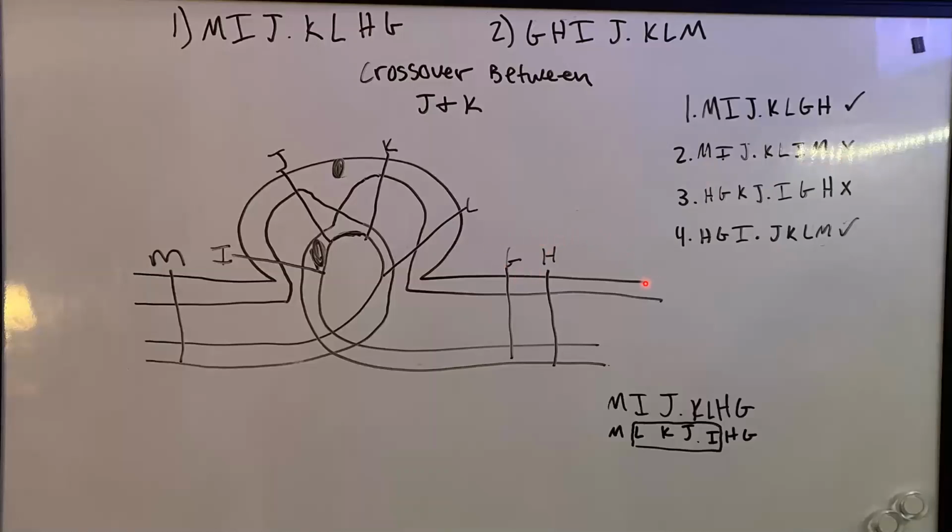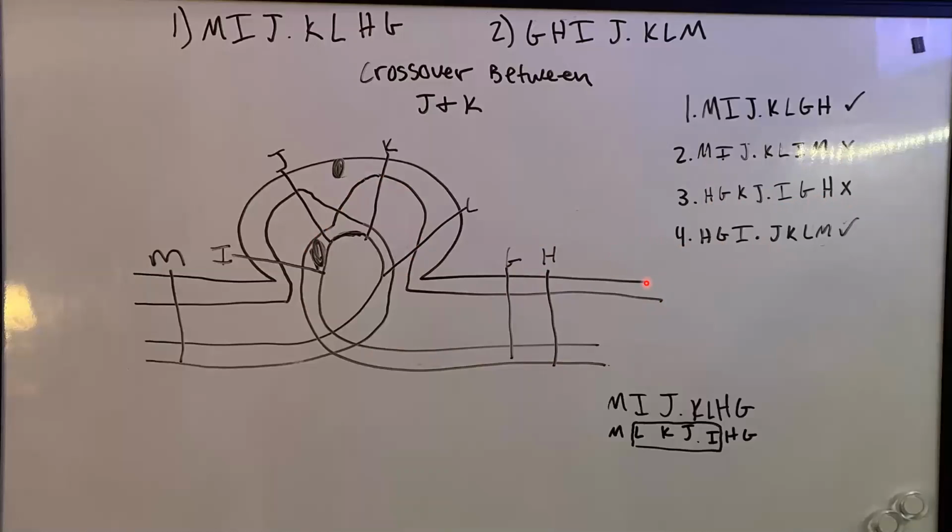So then when we take our third path, we have H, G, L, K, then we have a crossover, I, and back to G and H. And we see that that is also not a viable gamete because the G and H were duplicated.